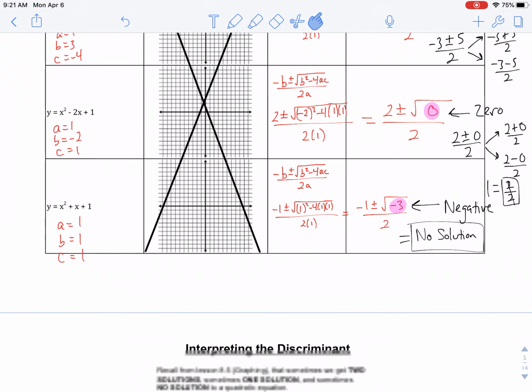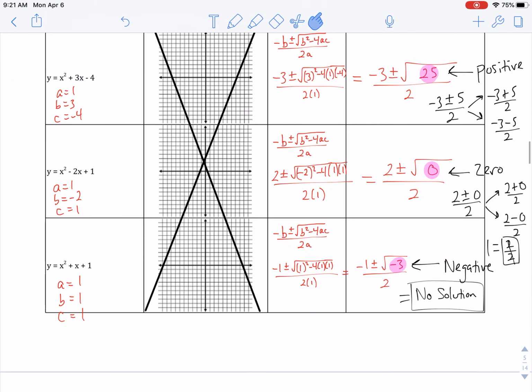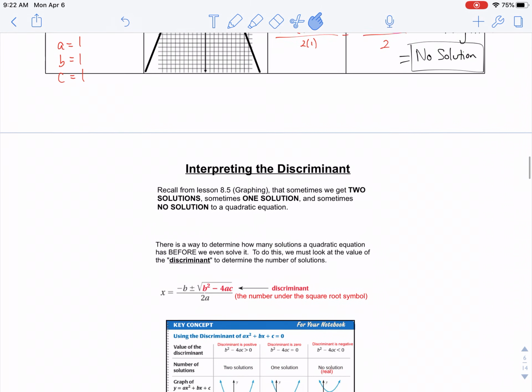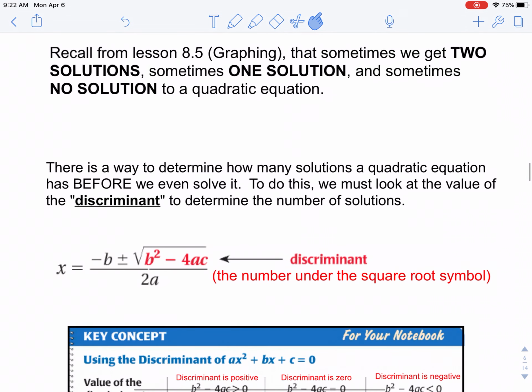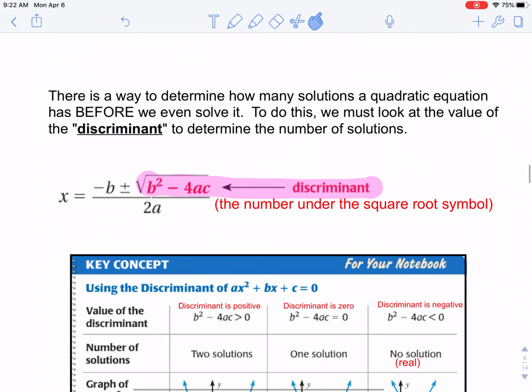So that number under the radical has a special name. It's called the discriminant. The discriminant. See it right there? The number you get underneath the radical. Now, it's not the number that you get after you do the radical. It's the number that you get before you do the radical underneath it.